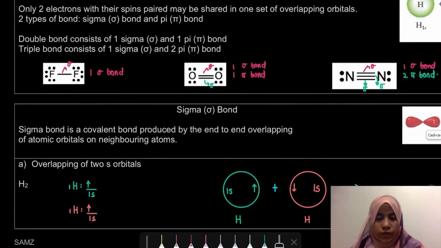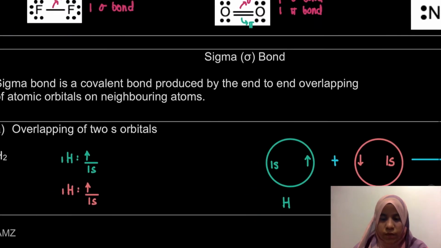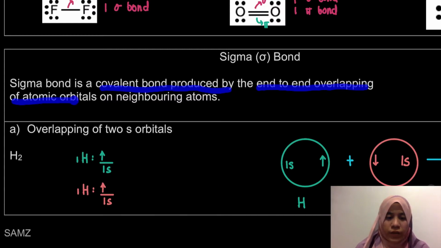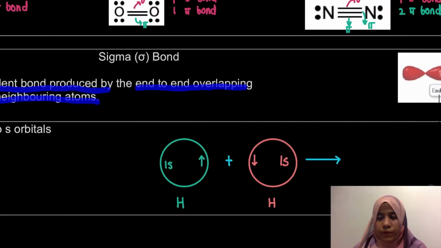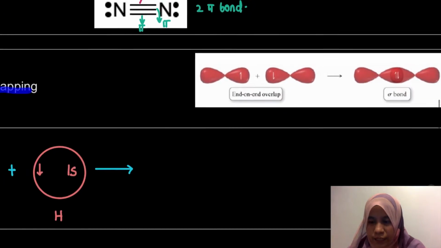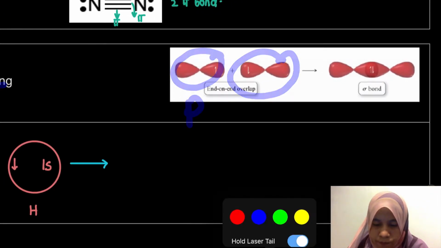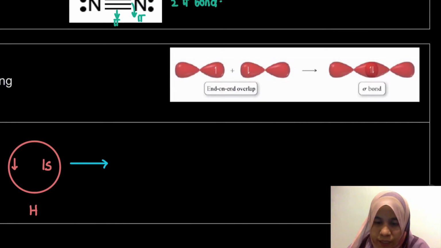Let's look here. What is a sigma bond? We mentioned sigma and pi earlier. A sigma bond is a covalent bond produced by the end-to-end overlapping of atomic orbitals on neighboring atoms. For example, here we have a p orbital and a p orbital, and what would happen is that they will overlap.